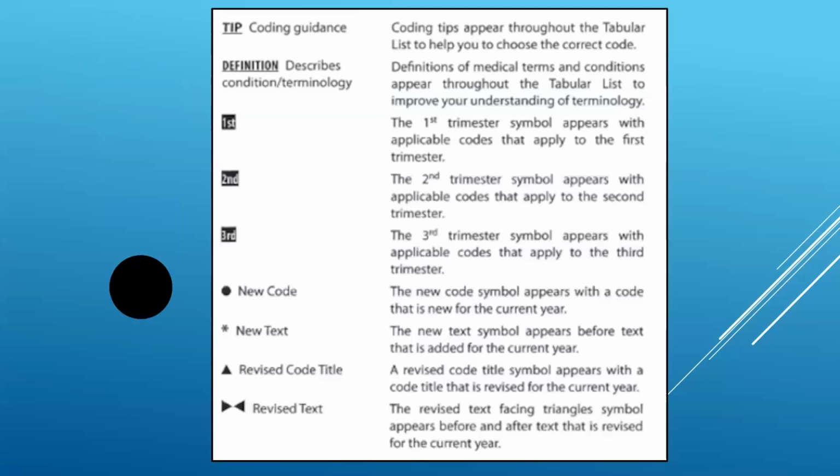This symbol appears next to codes that are new for the current year. This one appears before text that is added for the current year. This black triangle is used with a code title that is revised for the current year. And these two triangles pointing inward are used for text that has been revised for the current year.